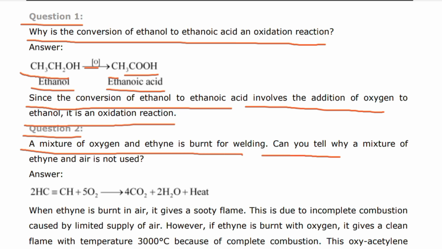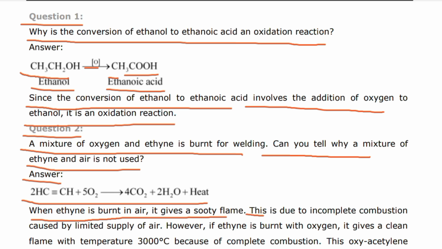Question 2. A mixture of oxygen and ethane is burned for welding. Can you tell why a mixture of ethane and air is not used? Answer. 2C2H6 plus 7O2 gives 4CO2 plus 6H2O. When ethane is burnt in air, it gives a sooty flame. This is due to incomplete combustion caused by limited supply of air. However, if ethane is burnt with oxygen, it gives a clean flame with temperature 3000 Celsius because of complete combustion.